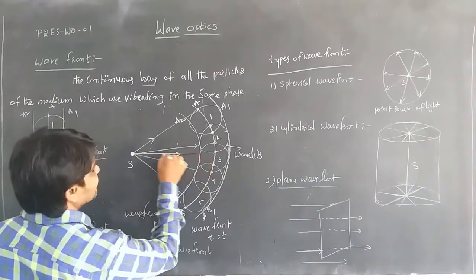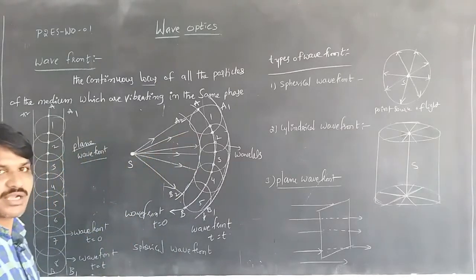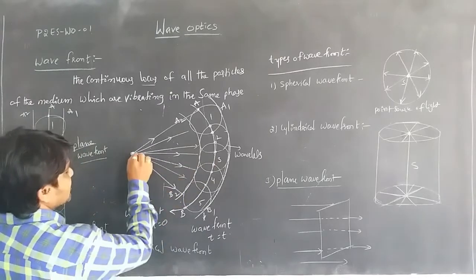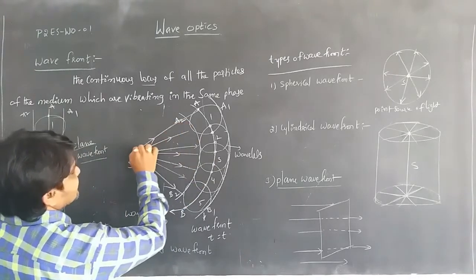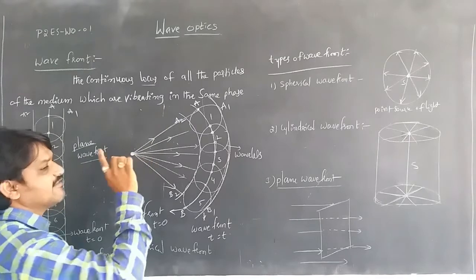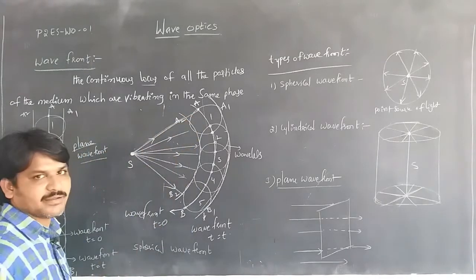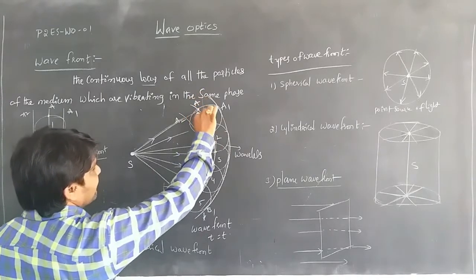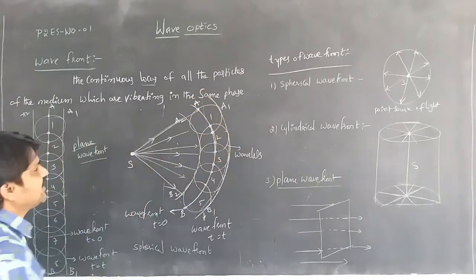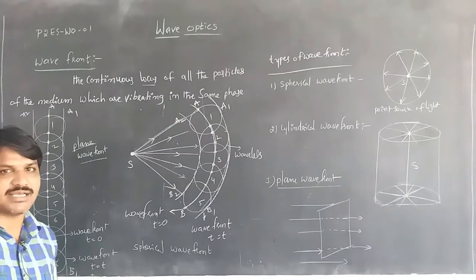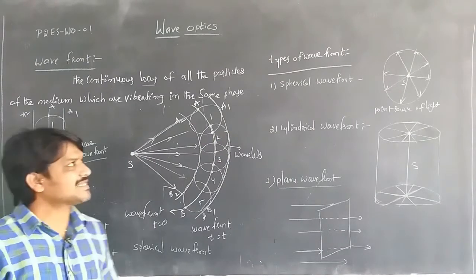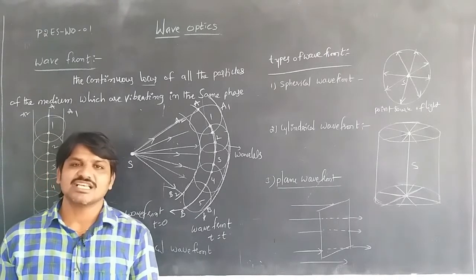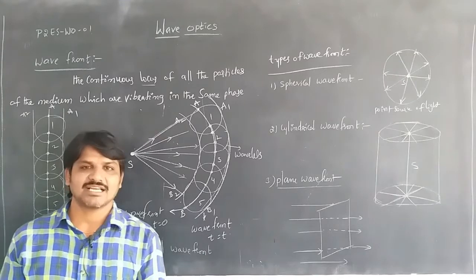Whenever the light is passing from a point source, it is diverged, so it is a diverged wave front. So the locus of all the particles vibrating in the same phase is called a wave front. We have different types of wave fronts: plane wave front, spherical wave front and cylindrical wave front.